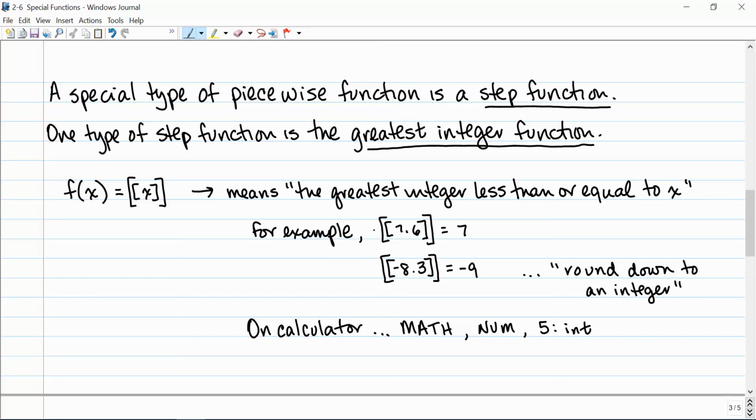So for example, if we did the greatest integer function on 7.6, the greatest integer less than or equal to that number would be 7. If we did the greatest integer function on negative 8.3, that would produce negative 9. Basically, you round it down to an integer. And if you're not sure, you can do this on your calculator: go to the Math menu, select Number, and I believe on my calculator it's number 5, go down to Integer, input the number, hit Enter, and it'll give you the greatest integer.